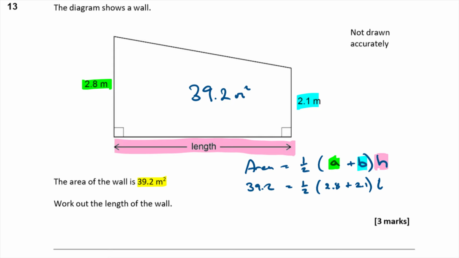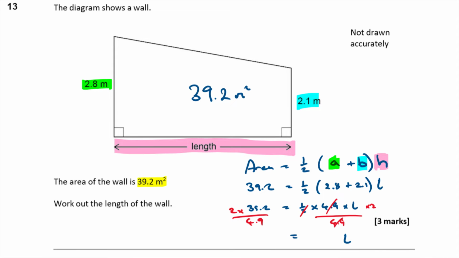Okay, now what's going on in that bracket? I've got 2.8 and 2.1, so adding those together, 4.9, so that's going to be half of 4.9. Okay, now I need to get L by itself, so I need to do the opposite of halving, which is times by 2 to get rid of that. So I'm going to times this by 2, and I'm also going to divide by 4.9, to get rid of that.